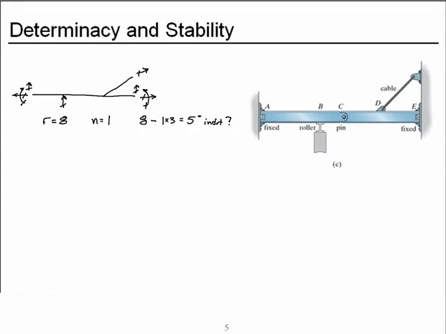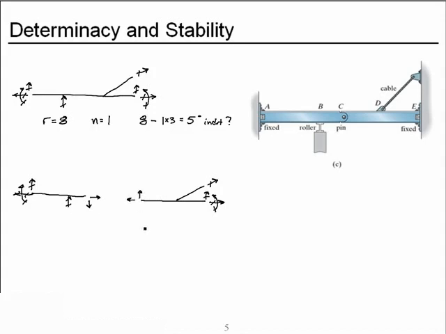So let's break the structure into its two members. We'll have the piece from A to C and from C to E. We said we have at A two force reactions and a moment reaction. At B we had a vertical force reaction. Over here along the cable we have one force reaction, and at E we get two force reactions and a moment reaction, and at the cut, the pin that we released, we get two unknown internal forces.